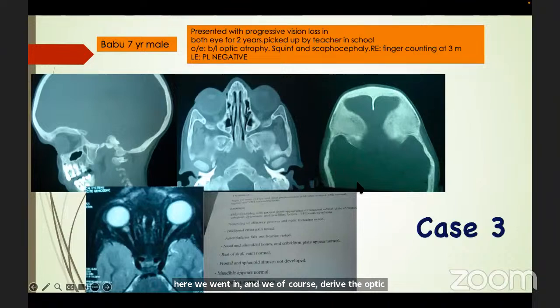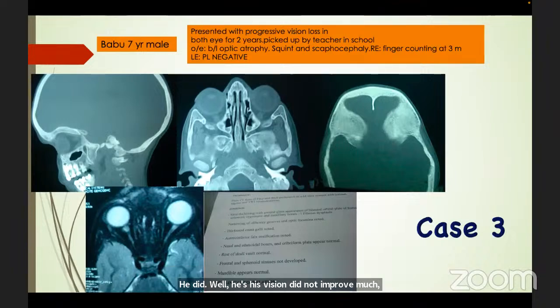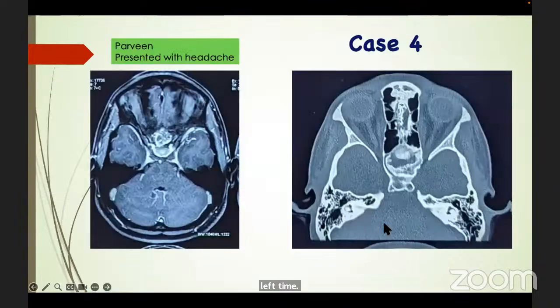His vision did not improve much, but he was able to see with one eye at 3 meters. The other eye was PL negative before, but after 6 months there was just PL positive in the left eye. So that much we could achieve with this, and then he remained stable from there on.